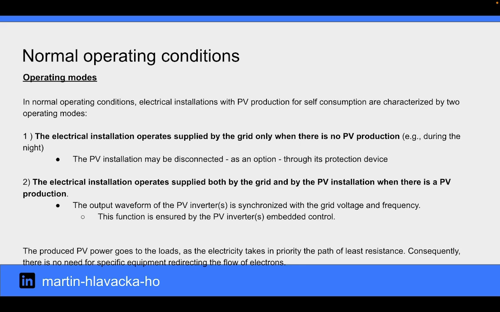The output waveform of the PV inverter is synchronized with the grid voltage and frequency. This function is ensured by the PV inverter embedded control. The produced PV power goes to the loads as the electricity takes in priority the path of least resistance. Consequently, there is no need for specific equipment redirecting the flow of electrons.